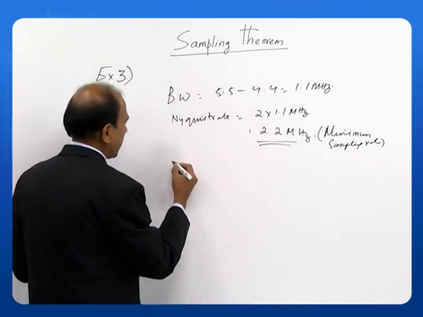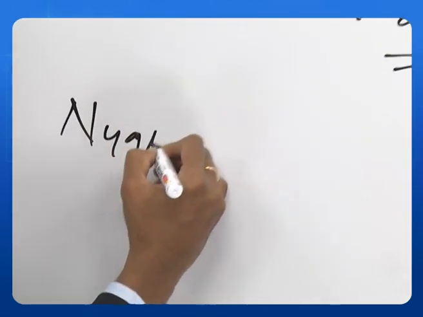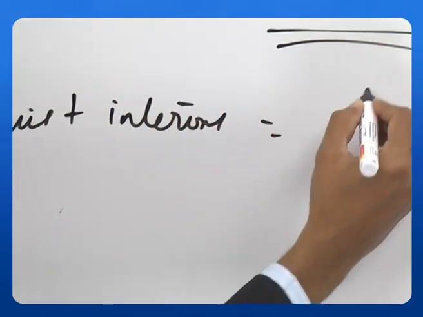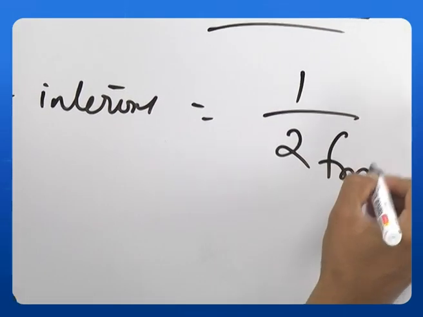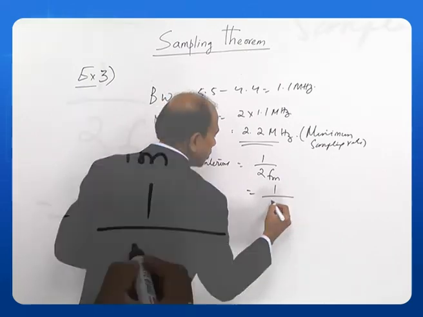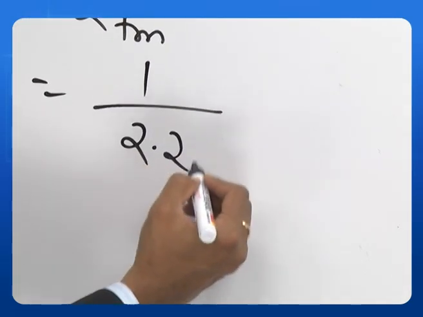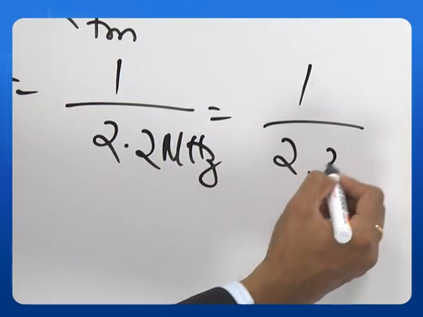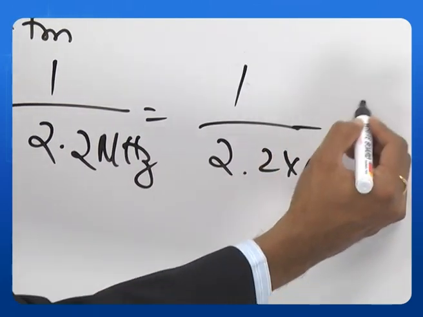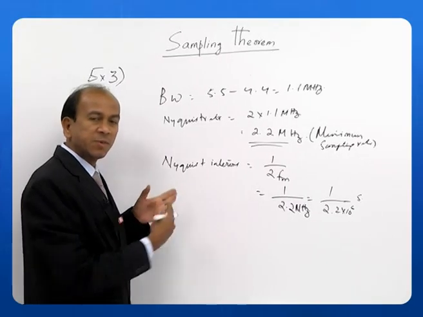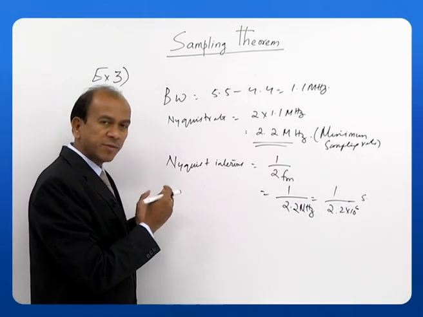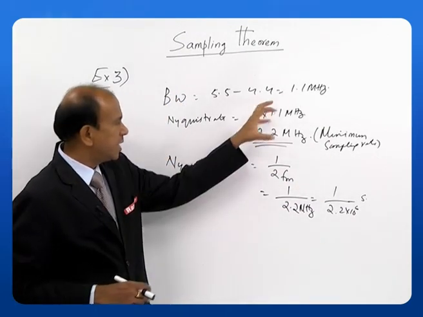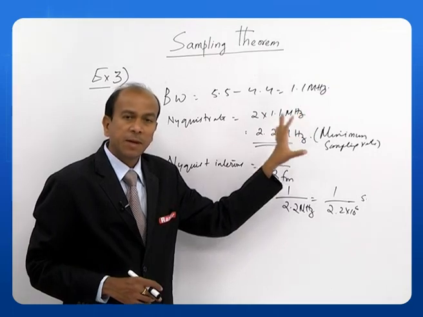Now, calculate the interval. What is the Nyquist interval? Nyquist interval will be 1 by 2 Fm, that is 1 by 2.2 megahertz, which is equal to 1 by 2.2 into 10 to the power of 6 seconds. So, this is the maximum sampling interval, that means we cannot have samples beyond this. So, this is the maximum sampling distance and this is the minimum sampling rate.